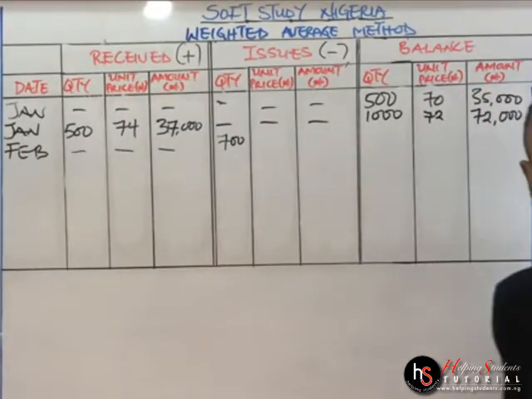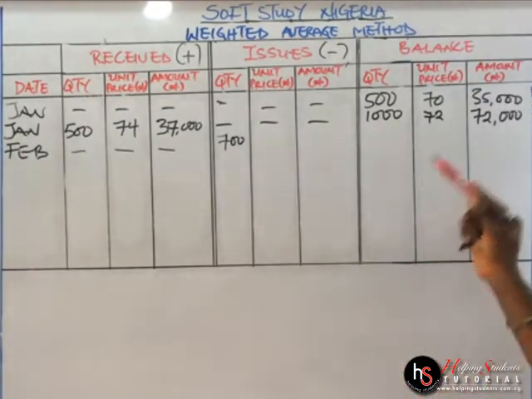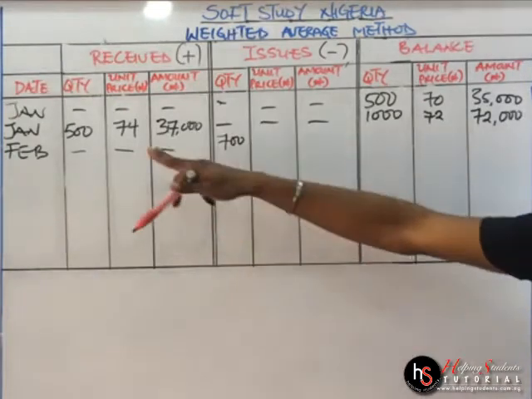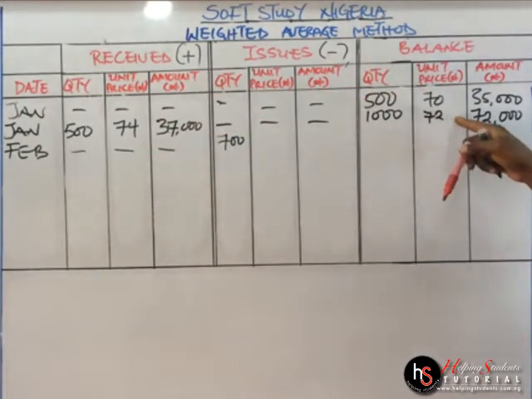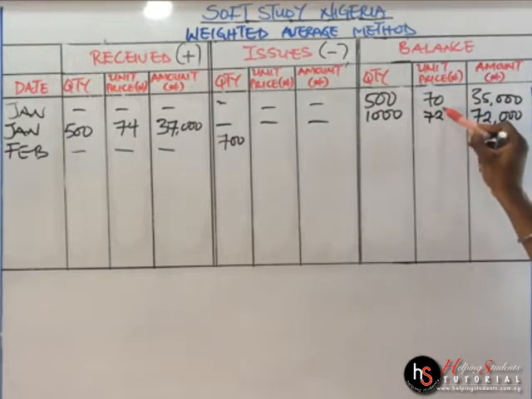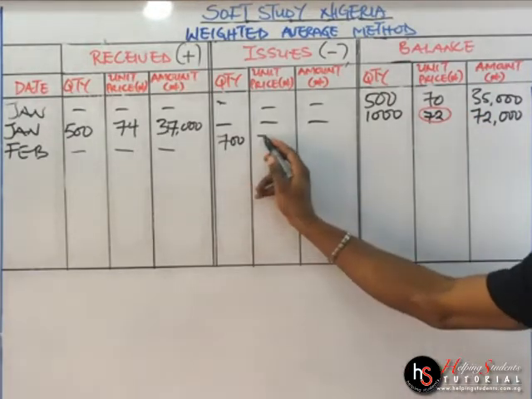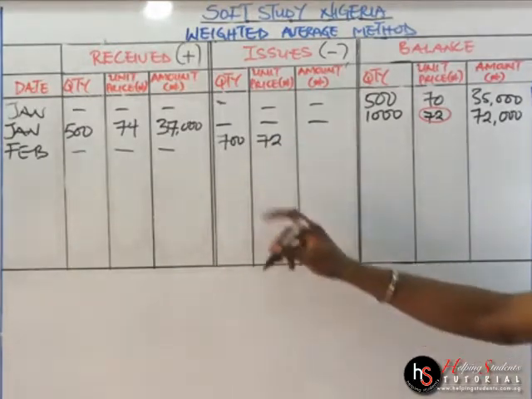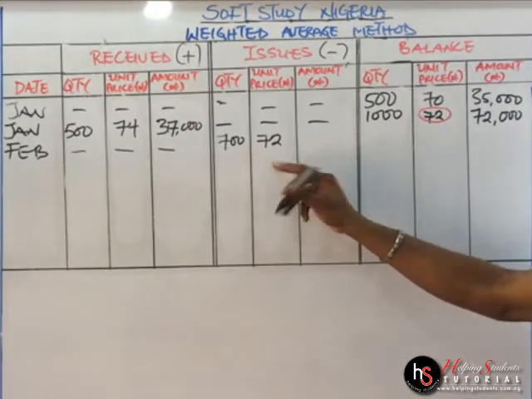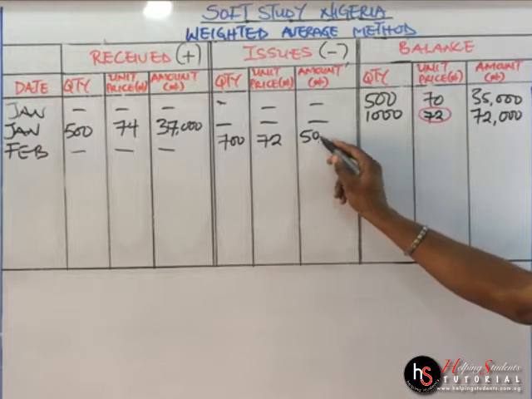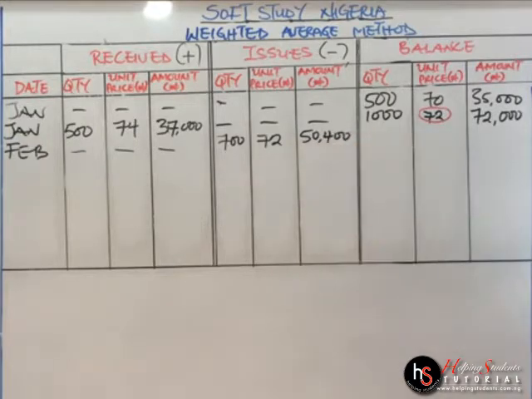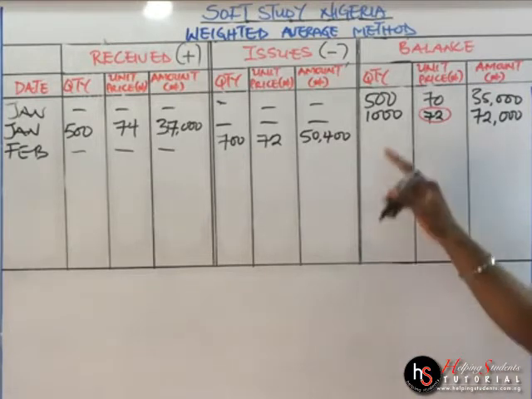You now pick the value of the unit price of the last entry. And the last entry we have here was what? The second entry here. So we'll now pick this value, 72. So you now put it under the unit price. So 700 times 72 gives us what? 50,400. Now you follow the normal procedure.